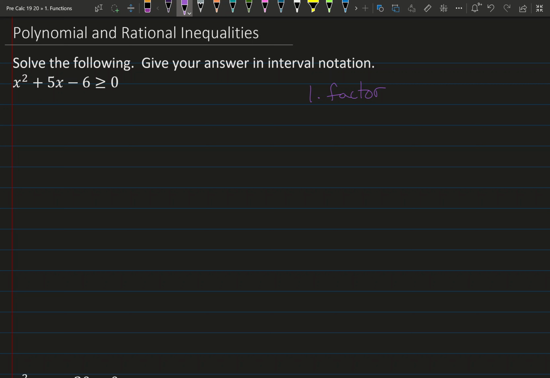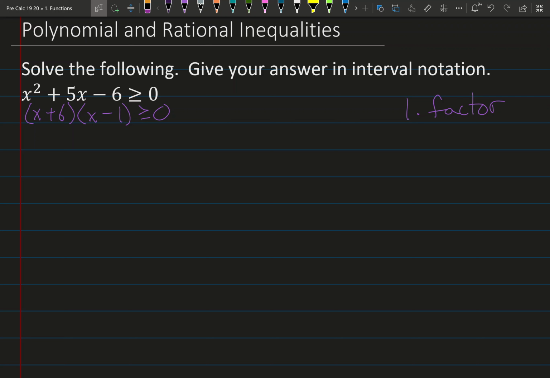So in this case, we will factor this into x plus 6 times x minus 1 is greater than or equal to 0. After we have factored, then we are going to write a number line.